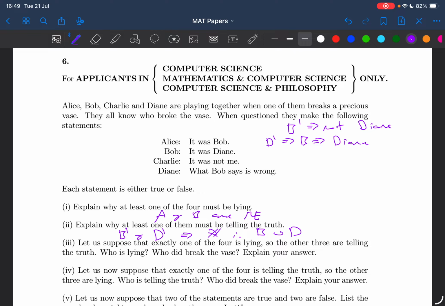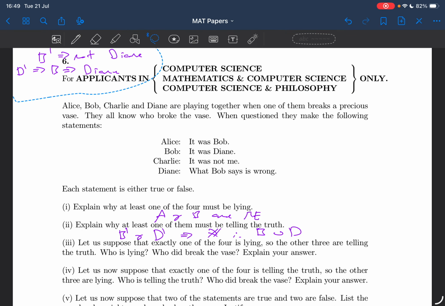That's good. So let us suppose that exactly one of the 4 is lying. So the other 3 are telling the truth. Who is lying? Let me move this out of the way a little bit. Put it up there. So yeah, suppose exactly one of the 4 is lying. So they're all telling the truth apart from 1. So let's have a look. Say it's Alice that's lying.